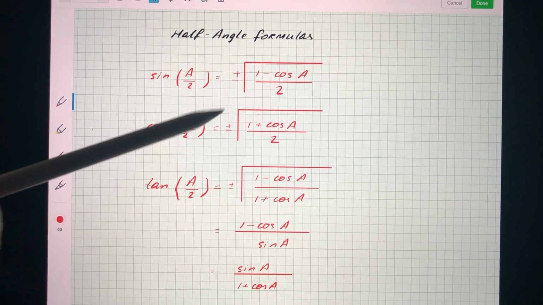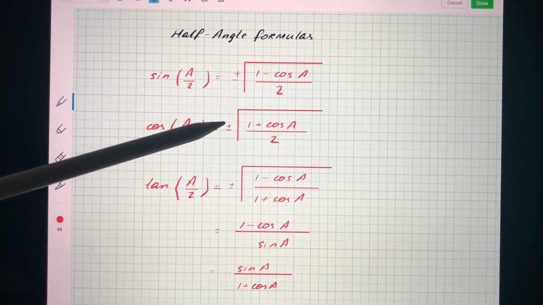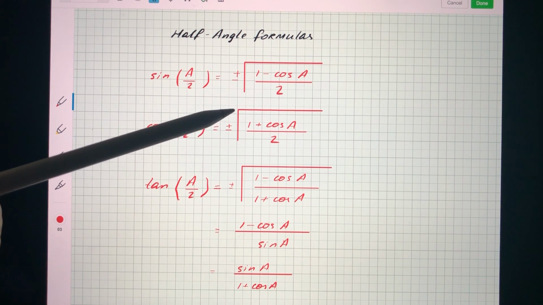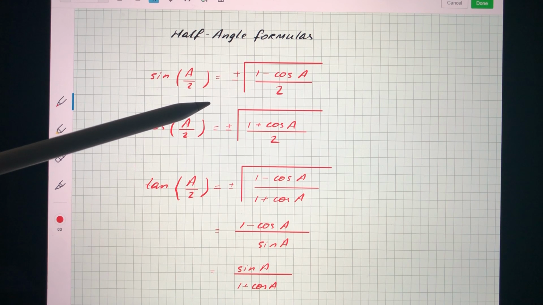There is a plus minus because when we obtain the formula, we take the square root of both sides, which always leads to plus minus. Also, depending on the location of the angle, which quadrant, the answer could be plus or minus. So that's what the plus minus is doing here.